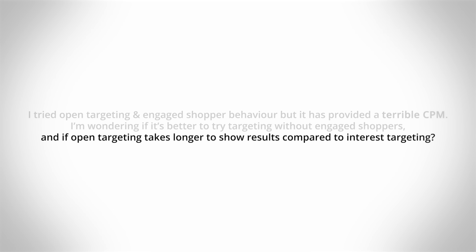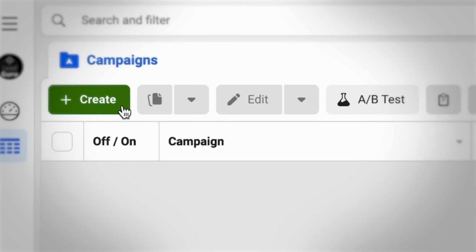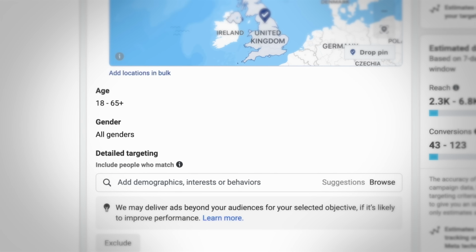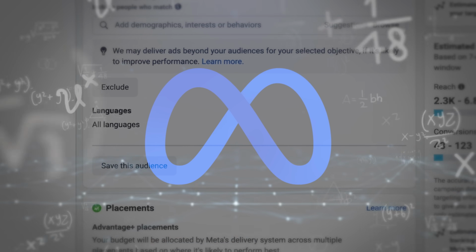And she also says, does open targeting take longer to show results compared to interest targeting? And honestly, the answer is usually yes. When you go open targeting, no targeting criteria, it's going to take Meta a bit of time to work out who to put your ads in front of. That's a bit of a more difficult process than if you've already narrowed the field down to something more specific.